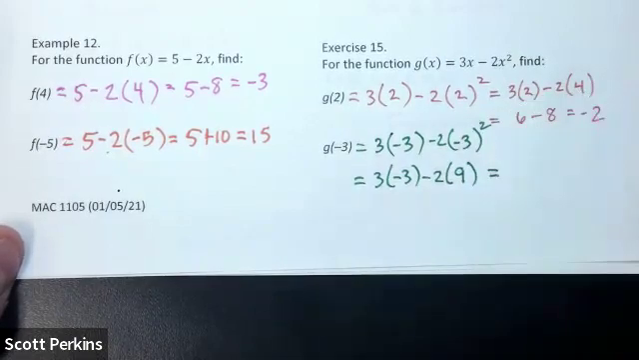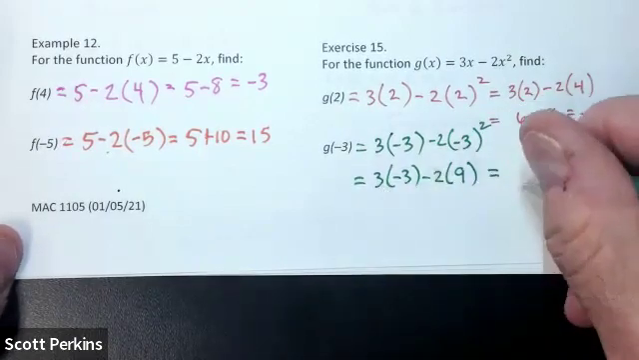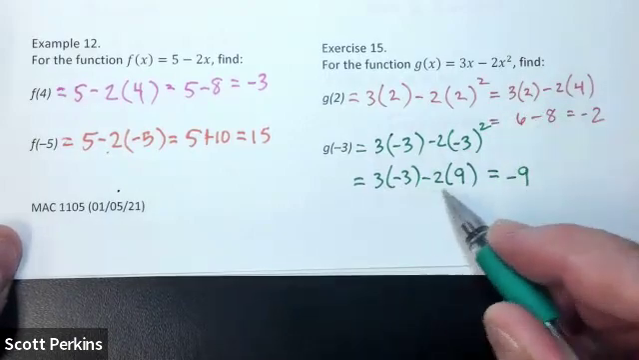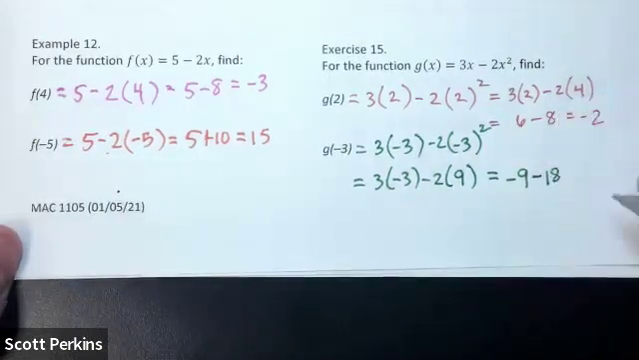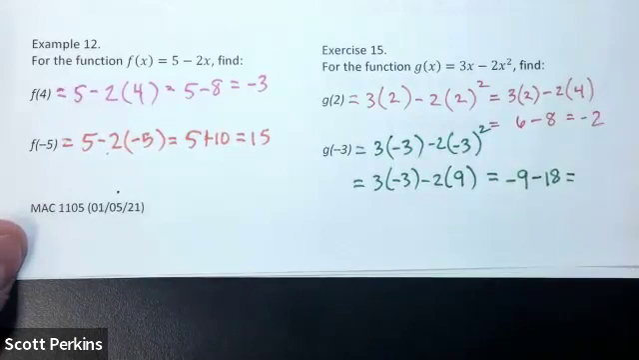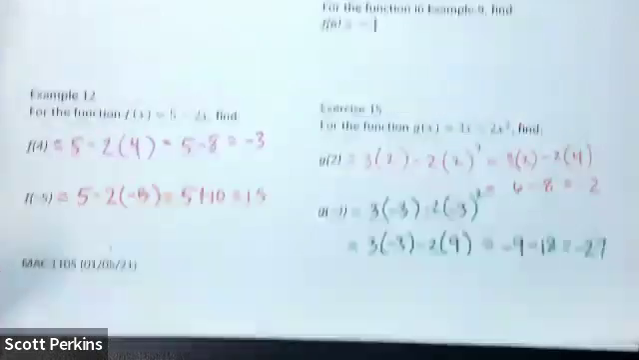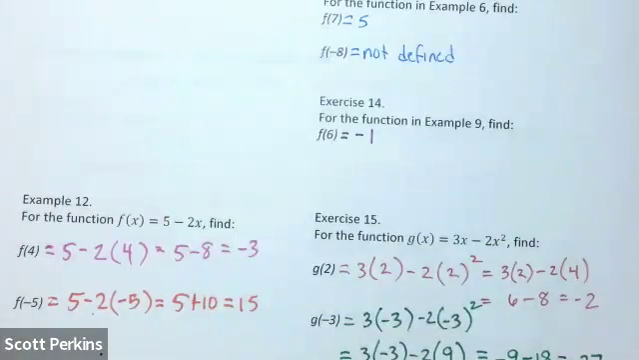I'm going to go ahead and do my multiplication. 3 times -3 is -9. -2 times 9 is -18. And -9 minus 18 is an output of -27. And there we go. That is our function value, and that is the end of section 1.2.